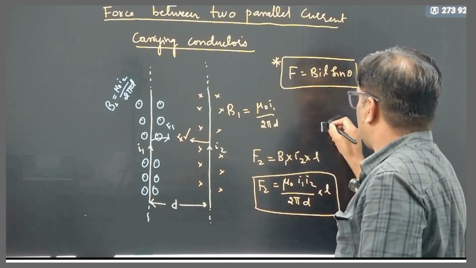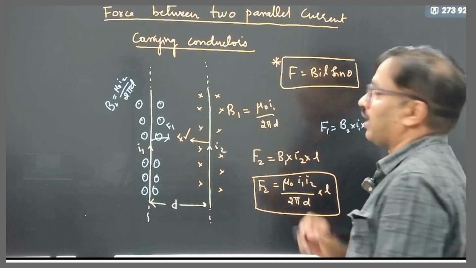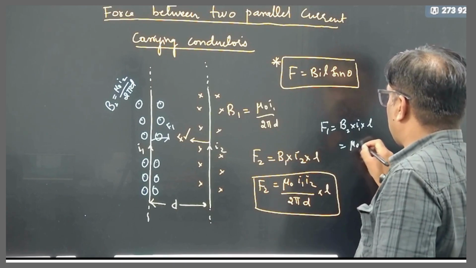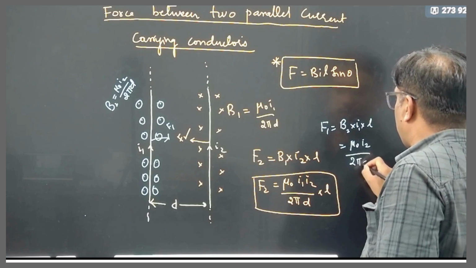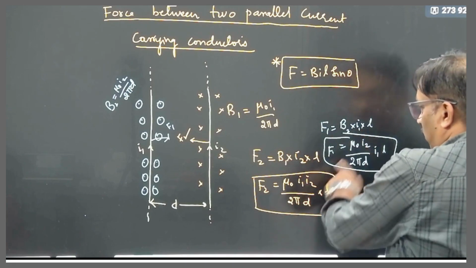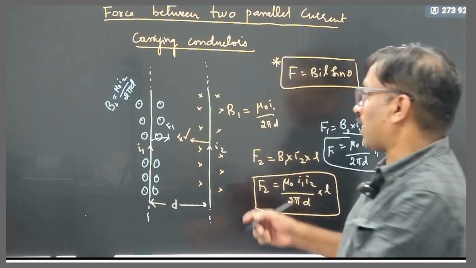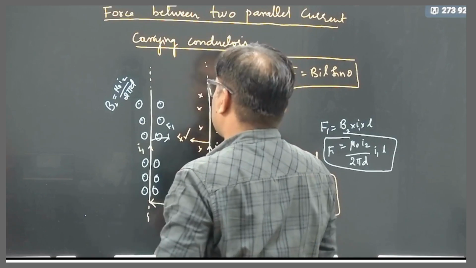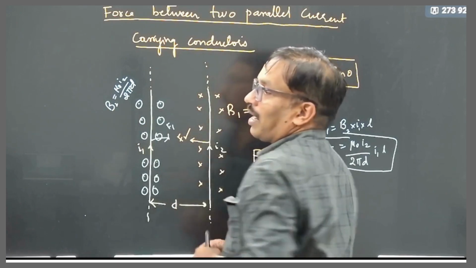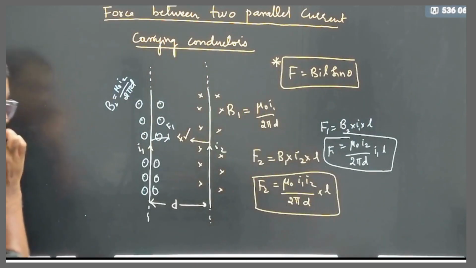So the force on the first one is nothing but the magnetic field B2 and current I1 into some length of this one. So what can you rewrite it as? B2 is mu naught into I2 by 2 pi D, into I1 into L. This is F1. Try to observe: mu naught by 2 pi, I1 I2 by D, into length. Therefore they are going to experience the same force. These are parallel current carrying conductors. What will happen now? They are going to attract each other. You are understanding? So parallel current carrying conductors will attract each other.